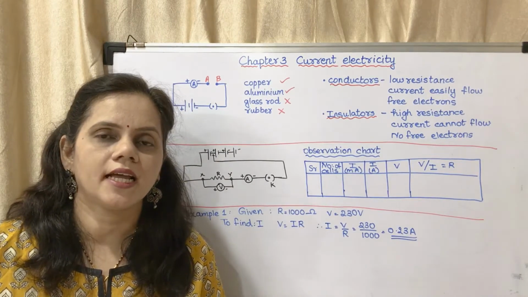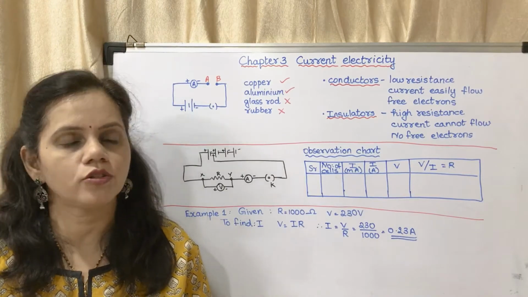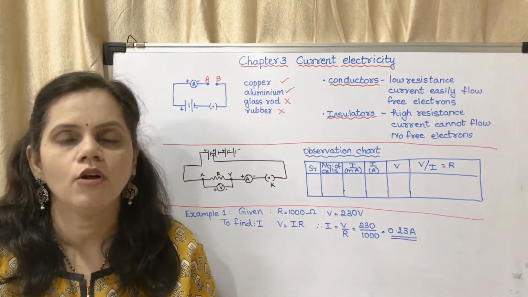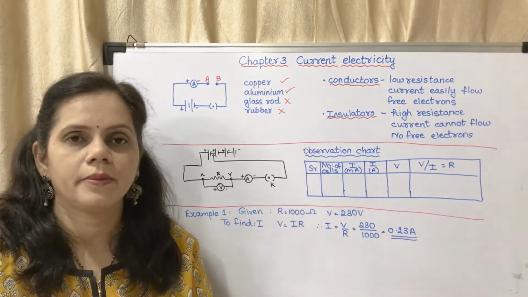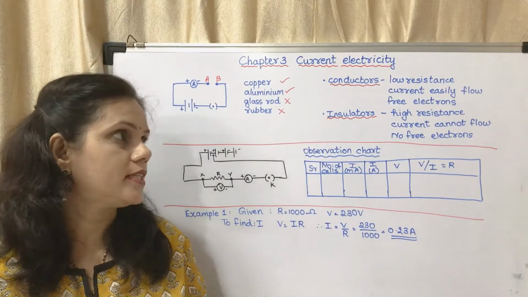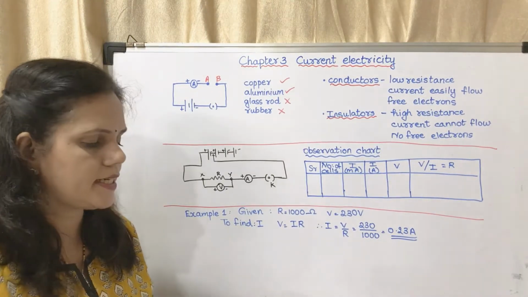That means the electrons can flow through those wires. Electrons can flow through those wires made up of copper, aluminum, etc. Whereas in case of rubber, the electrons do not flow. Okay, so this is the definition of conductors on page number 37.